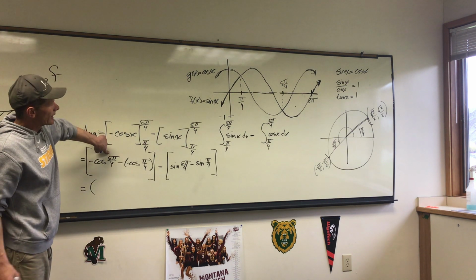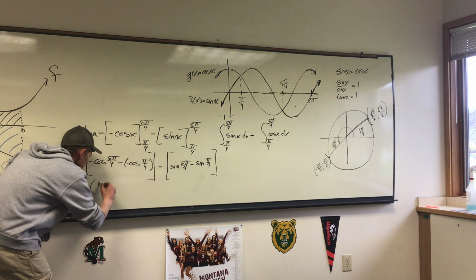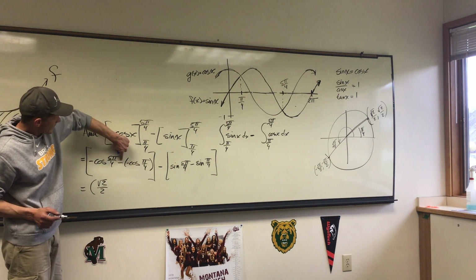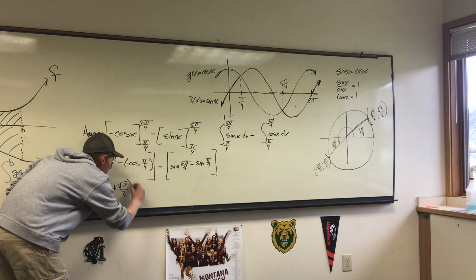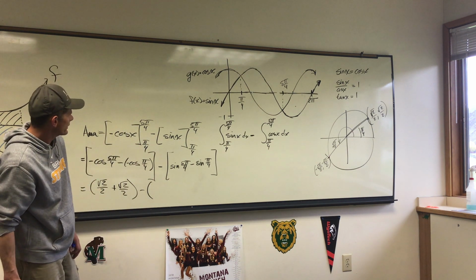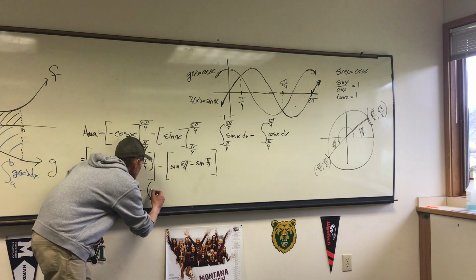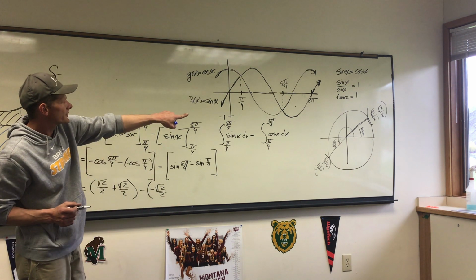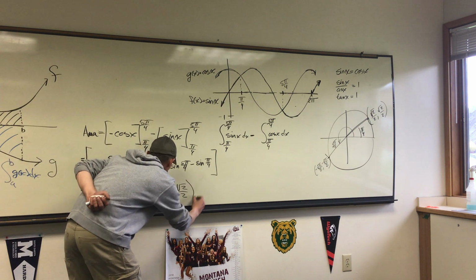At 5 pi over 4, we're at minus square root of 2 over 2, but we want the opposite of that, so we have positive square root of 2 over 2. This is a minus, so it's a plus the cosine of pi over 4, which is square root of 2 over 2. Again, the sine of 5 pi over 4 is minus square root of 2 over 2, and minus the sine of pi over 4, which is square root of 2 over 2.